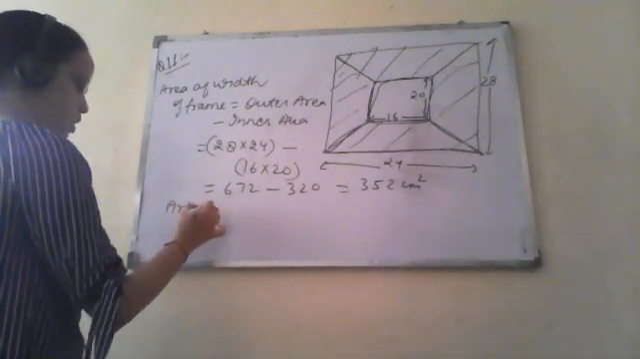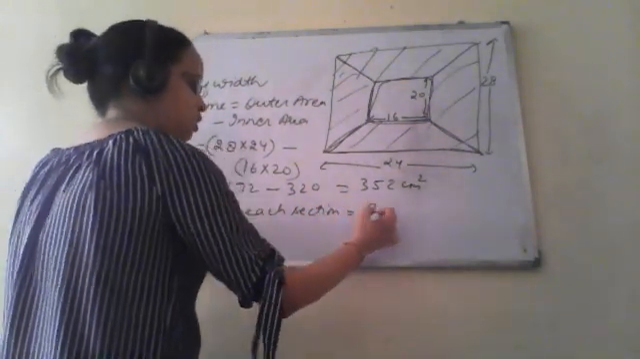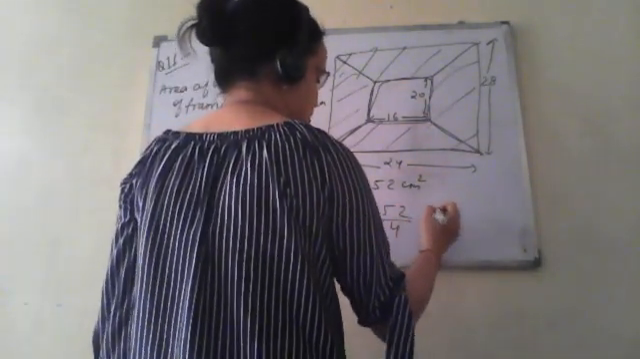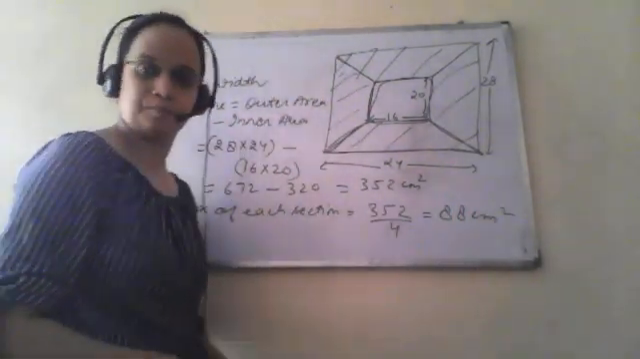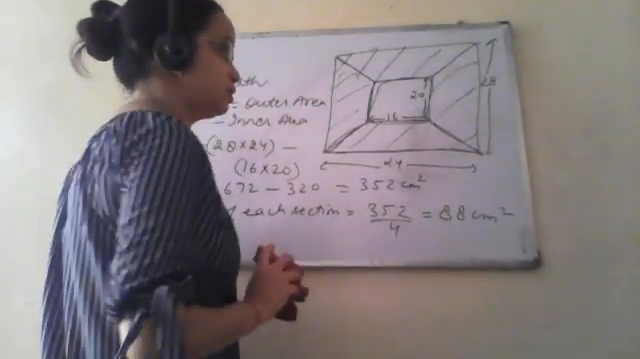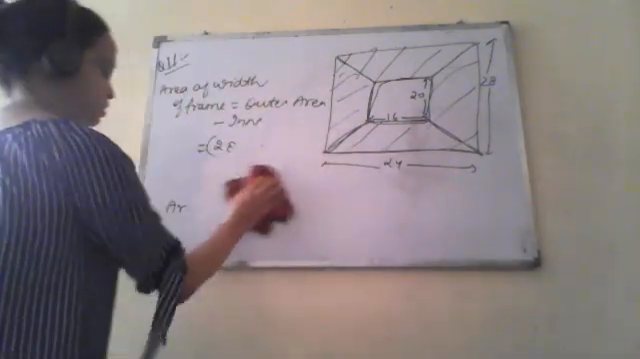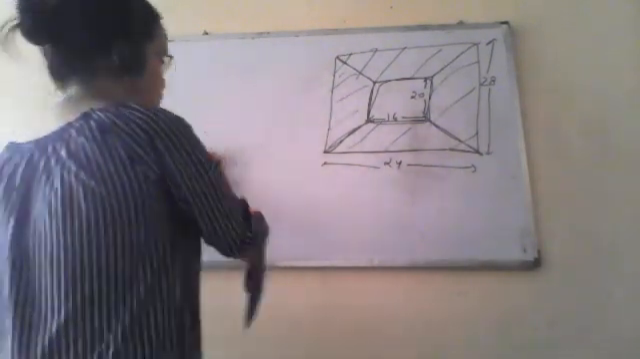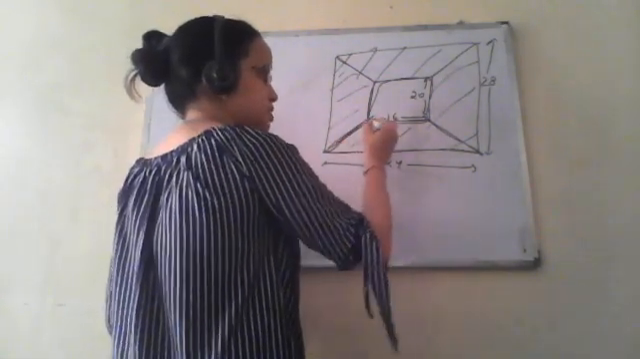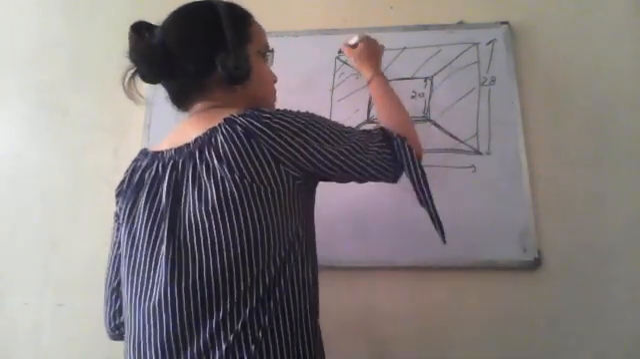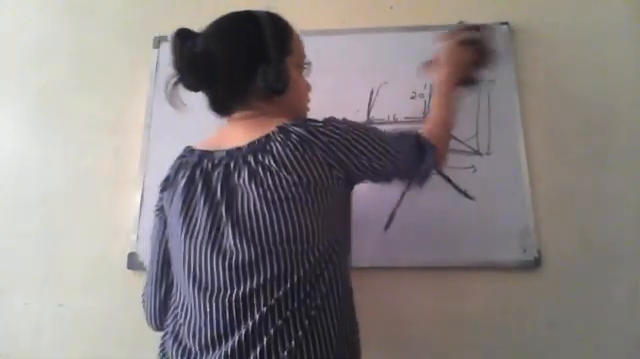So the area of each section will be 352 by 4. This is 88 centimeter square. Okay, so there is one small mistake. The area of each section along the length and along the breadth will not be the same. It means the area of this section will be the same and the area of this section will be the same. Fine. I will draw it again.